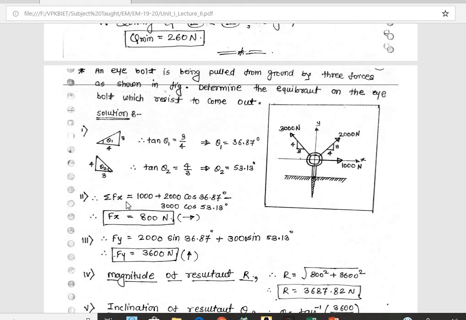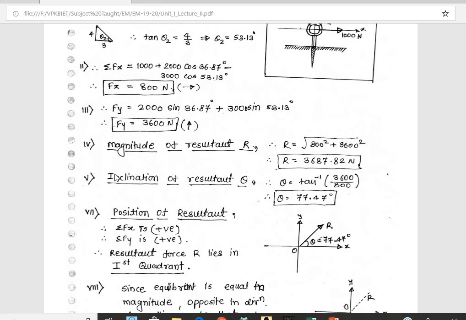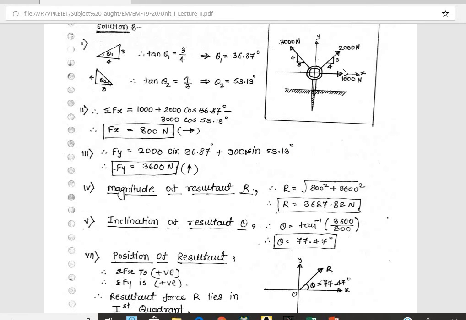Summation Fx is 1000 plus 2000 cos 36.87 minus 3000 cos 53.13. So Fx comes out to be 800, positive because it is going in the right direction. Similarly Fy is equal to 2000 sin 36.87 plus 3000 sin 53.13, and there is no contribution from the horizontal force, since it is only horizontal. So for vertical only two components come into the picture. Fy comes out to be 3600.